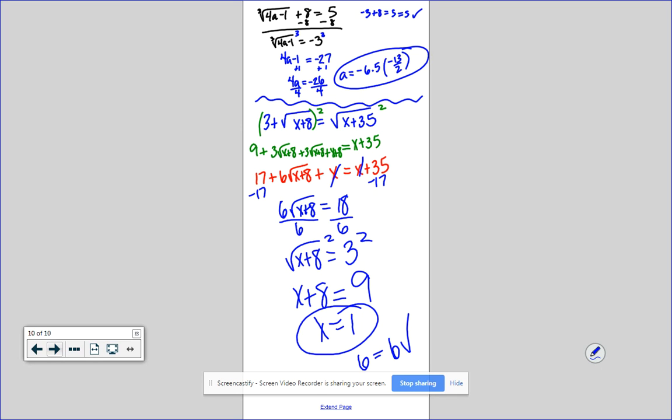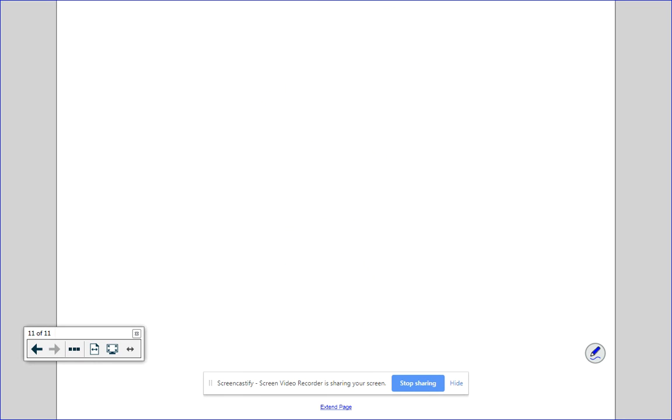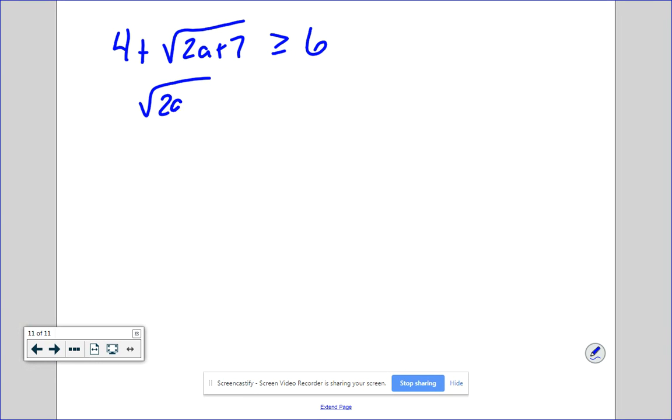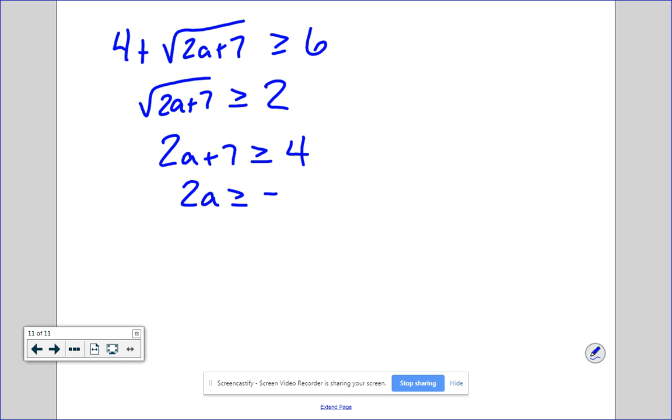All right, last one. You ready? 4 plus square root of 2a plus 7 is greater than or equal to 6. First step is what? Isolate. Square root of 2a plus 7 is greater than or equal to 2. Square both sides. 2a plus 7 is greater than or equal to 4. Subtract. 2a is greater than or equal to negative 3. Divide by 2. a is greater than or equal to negative 1.5.